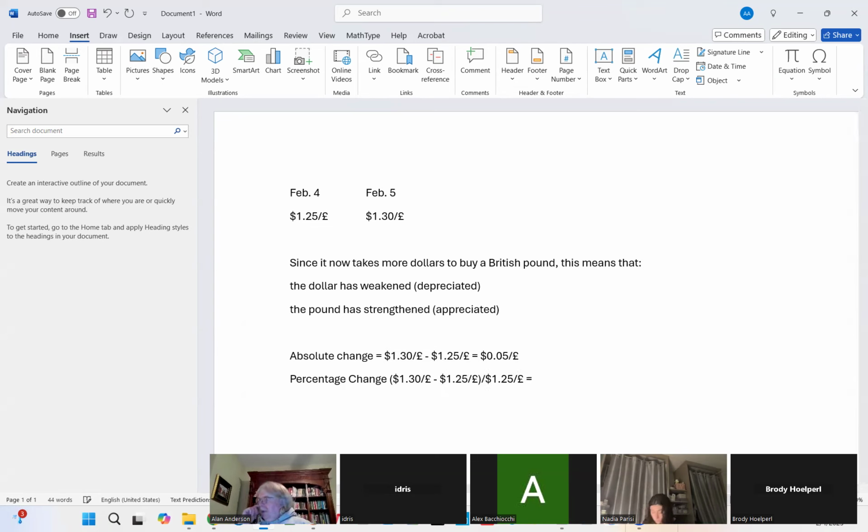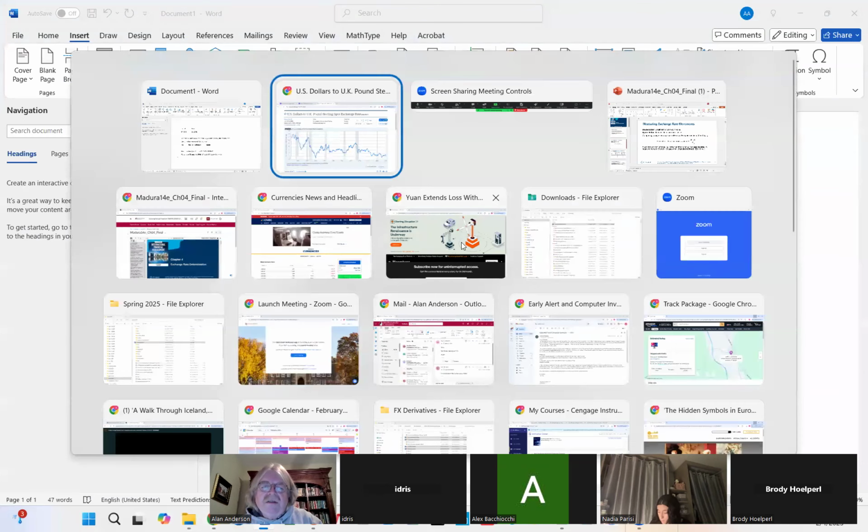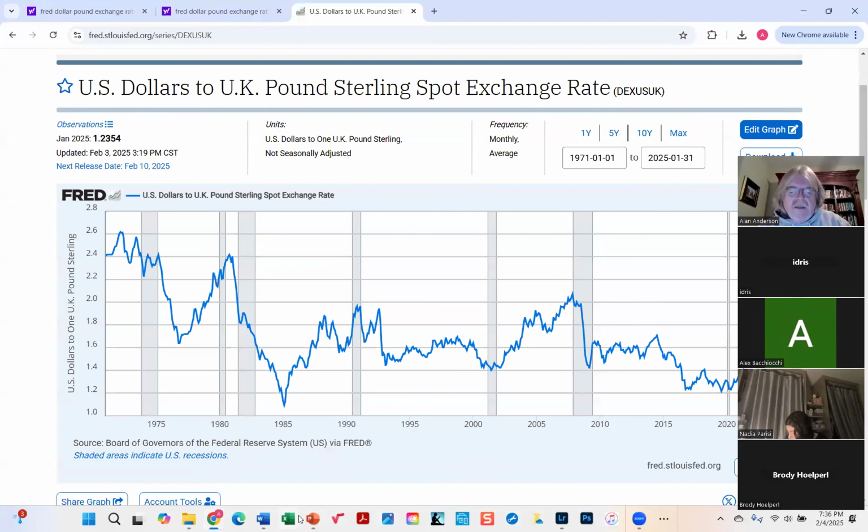And so that's going to, let me get out my calculator here. 5 cents out of $1.25 is going to be about 4%. Okay, so either way, we can see that the dollar has gotten weaker and the pound has gotten stronger by 5 cents per pound or 4%.